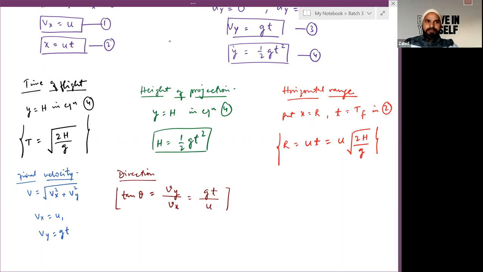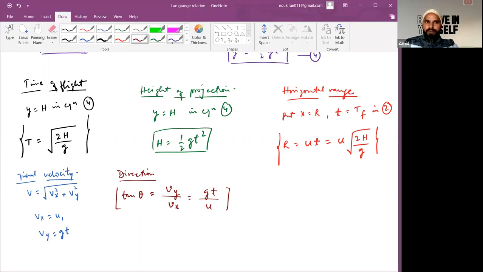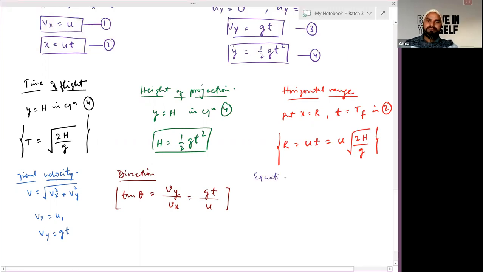Another term you may find is called equation of trajectory. Trajectory means path traced by the particle during its whole projectile motion is termed as trajectory. So trajectory is nothing but path traced by particle during motion.